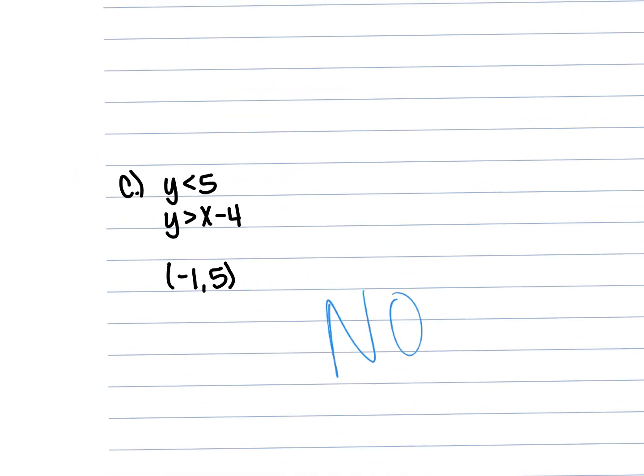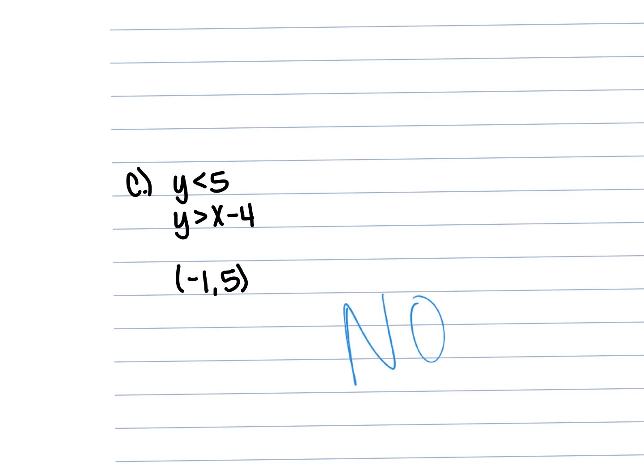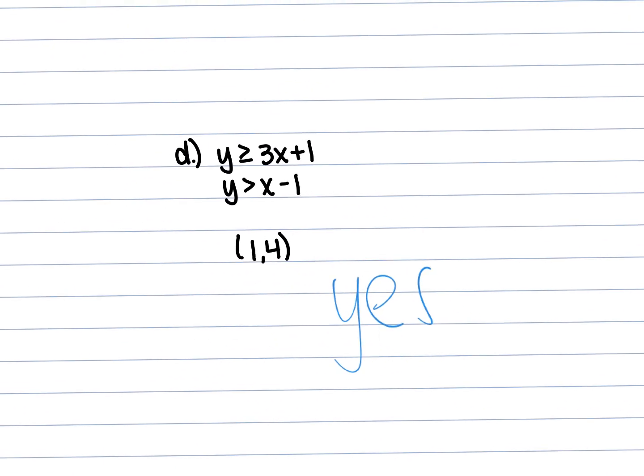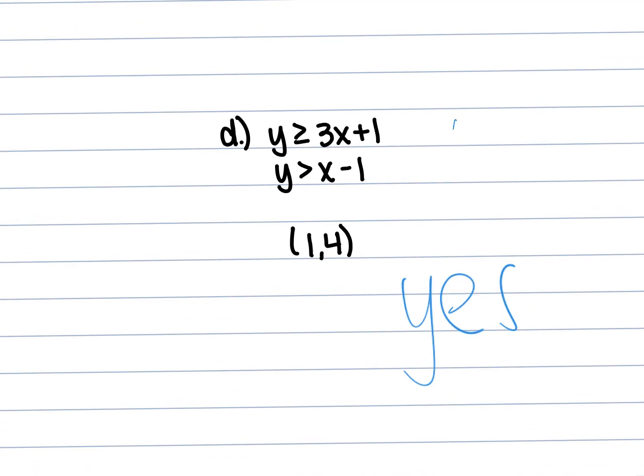Okay, peeps. The first one, when you plugged it in, you would have gotten 5 is less than 5. True or false? False. So the answer is no, okay? It was not a solution. The second one, it would work for both. You should have gotten 4 is greater than or equal to 4, which works because it's 3 times 1, which is 3, plus 1, which is 4. And then you would have gotten 4 is greater than 0 because 1 minus 1 is 0. And this one works as well. So it should have been yes.